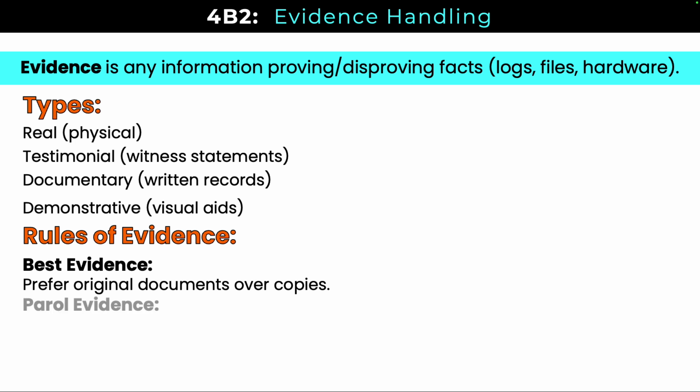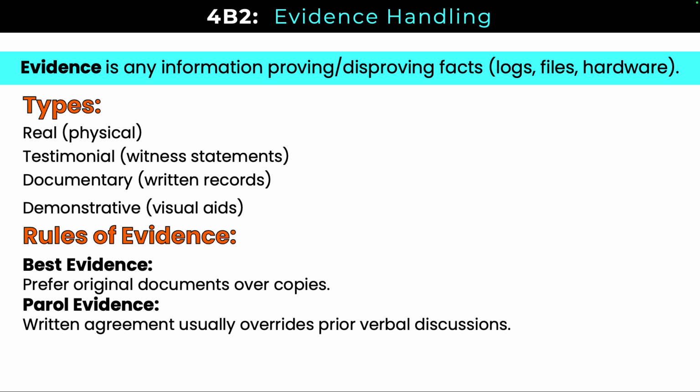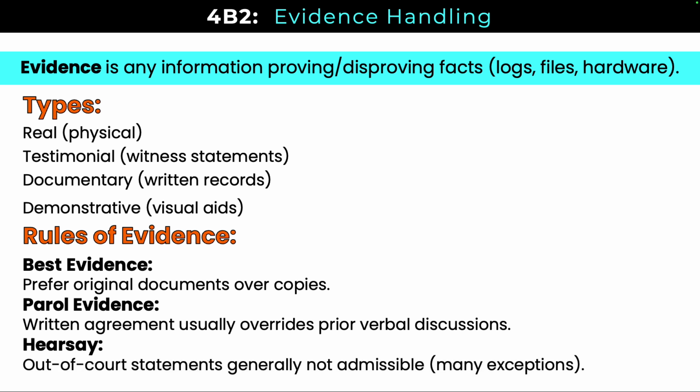There's the parole evidence rule, which says that a written agreement usually overrides prior verbal discussions. It's called the parole evidence rule. It's a legal principle that prohibits parties from introducing extrinsic evidence like prior oral agreements or written statements that contradict the written contract. So that's not to be confused with a prisoner receiving parole where they are allowed to be released from prison. So the parole evidence rule, it's called. There's hearsay evidence, which are out-of-court statements. They're generally not admissible.